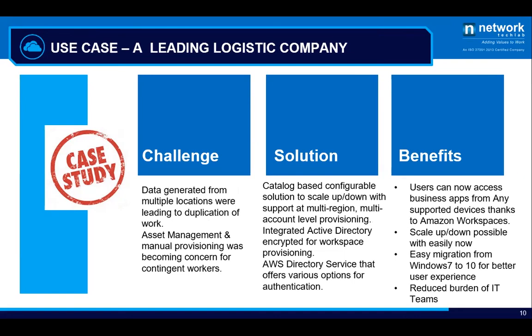Second is a logistics company. This worldwide logistics company's challenge was data duplication. The company is a worldwide leader, and all employees need to work together. With the help of AWS Active Directory, we migrated all the users to the cloud, so users are able to work together and start their journey from Windows 7 to Windows 10 with a better experience and reduced cost.